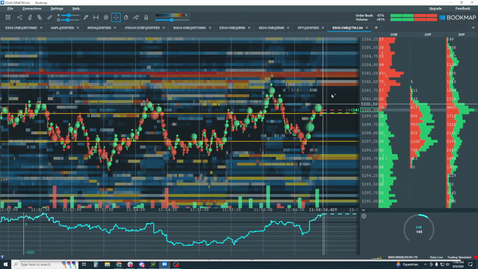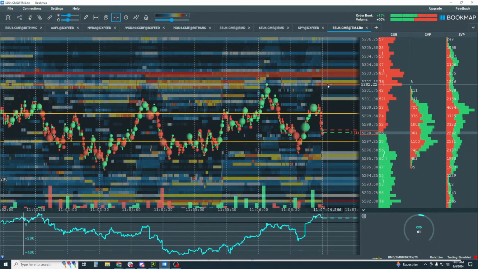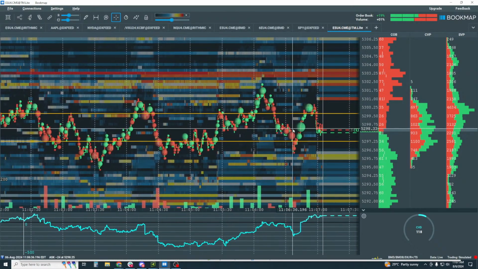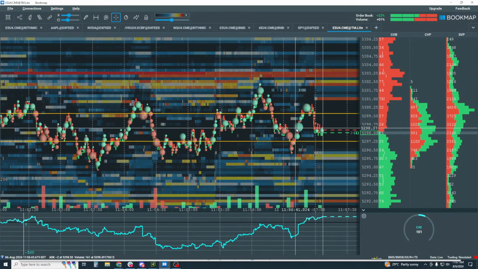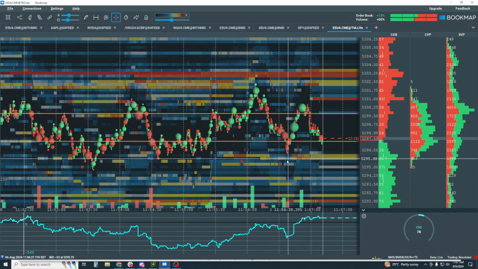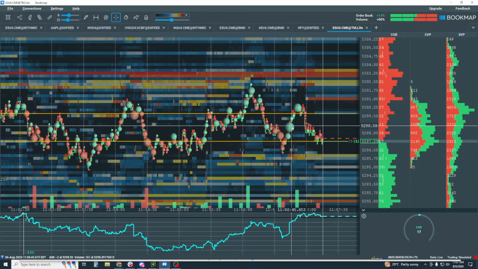Now we're getting buyers back up above it. The buyers should now be able to take it back up to this 02 and 03 here. And we're right back down here again. This is a battle. Okay, but we have more buyers in here. This is a tricky read.